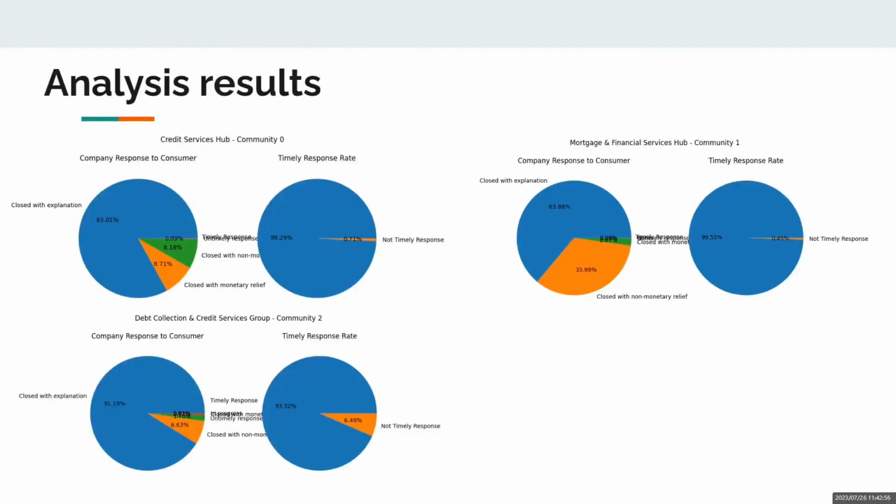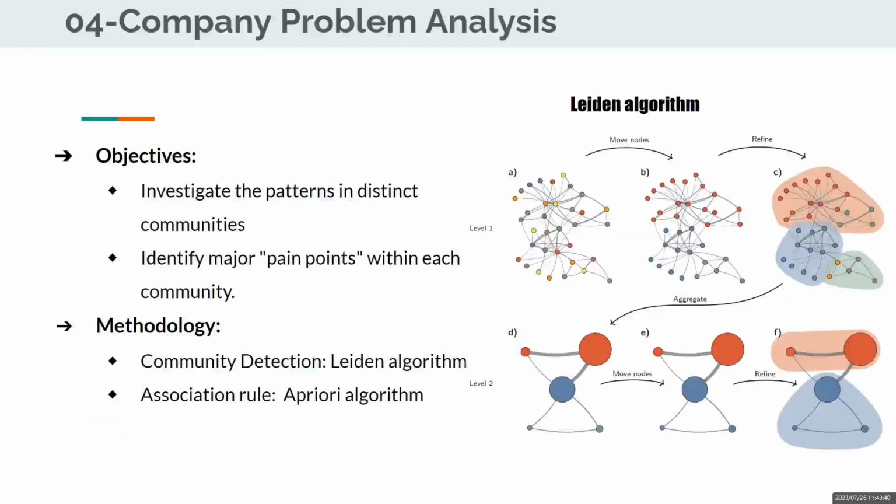Companies in different communities also employ different strategies for responding to customer complaints. The experimental results show that there are significant differences in the responses of different communities. Community 0 mainly responded with closed with explanation, and almost all of them responded in a timely manner. Community 1 chose closed with explanation and closed with non-monetary relief more often, and almost all responded in a timely manner. Community 2 mainly adopts closed with explanation, but the timely response rate is lower than the other two communities. That's all for part 3.